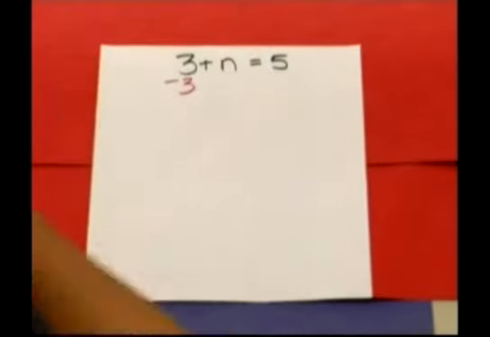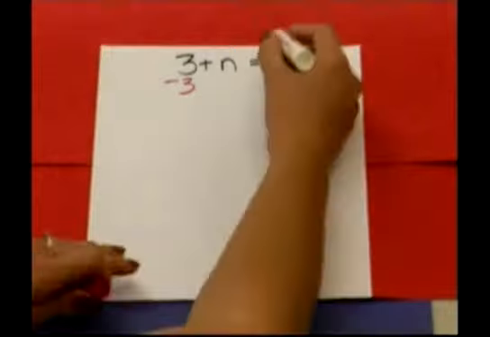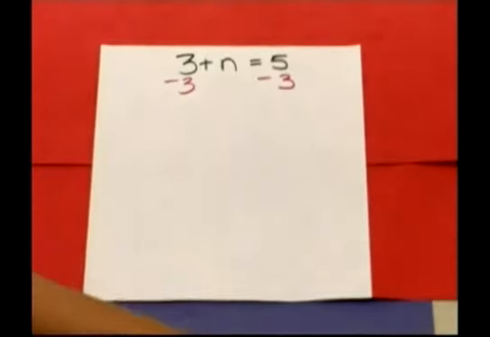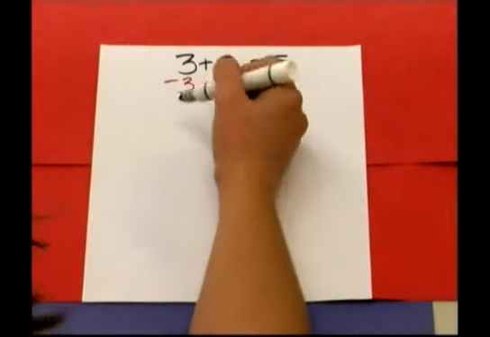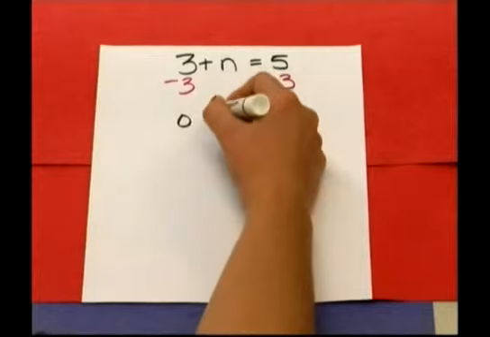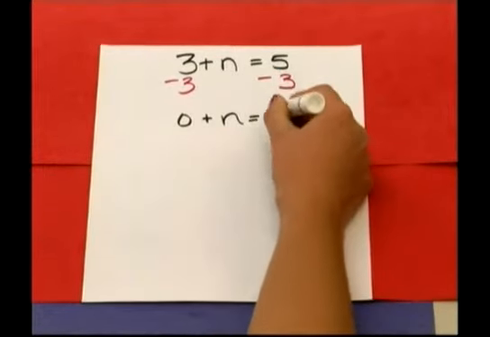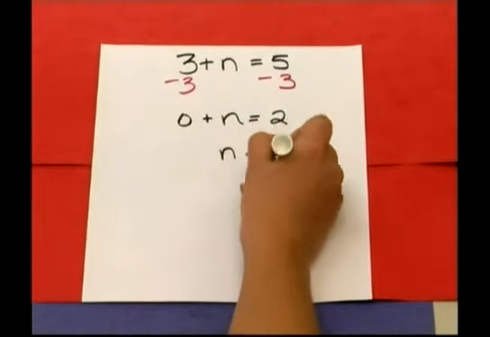Now, whatever you do on one side of the equation, you have to do on the other. So we're subtracting 3 from each side, and I want to show you why. When we subtract 3 minus 3, we have 0. So now we have 0 plus n equals 2. And this can be rewritten, dropping that 0, to n equals 2.